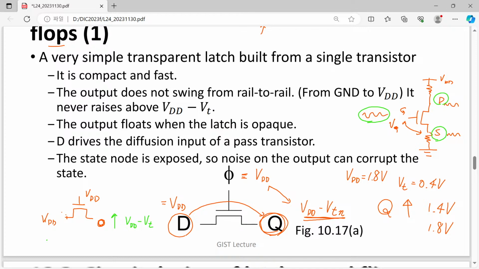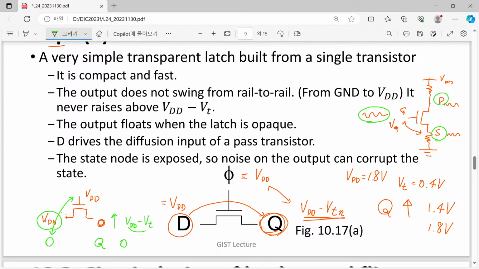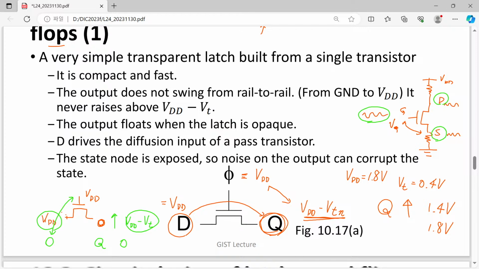On the other hand, if we have 0, then since this is always working as the source, we have always quite a large gate-to-source voltage, so now we can drive our Q signal down to 0 volt. So now we understand that if we have VDD, then the output cannot increase up to VDD, but when we have 0, then it can be lowered down to 0 volt.